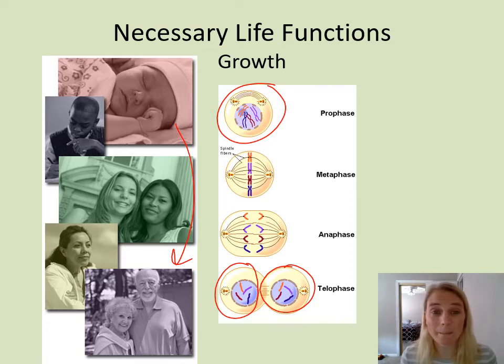We had maintaining boundaries, movement, responsiveness, digestion and metabolism, excretion, reproduction, and growth. So the next few slides are just going to be our survival needs. So what is it that our bodies or our cells require to be able to carry out all of these life functions?